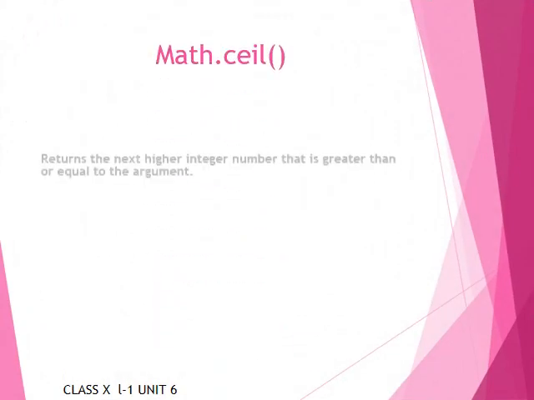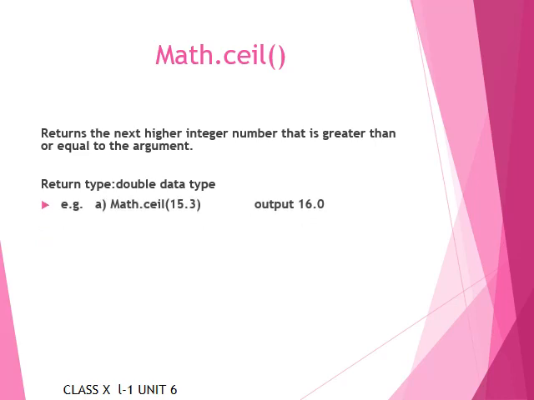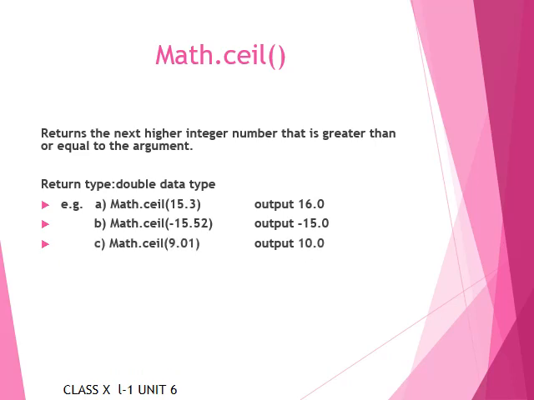Math.ceil returns the next higher integer number that is greater than or equal to the argument. Return type is double. Here are the examples. Math.ceil 15.3, output is 16. Math.ceil minus 15.52, output is minus 15. Math.ceil 9.01, output is 10.0. Math.ceil minus 9.01, output is minus 9.0.